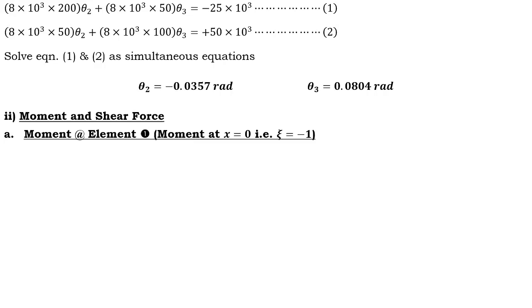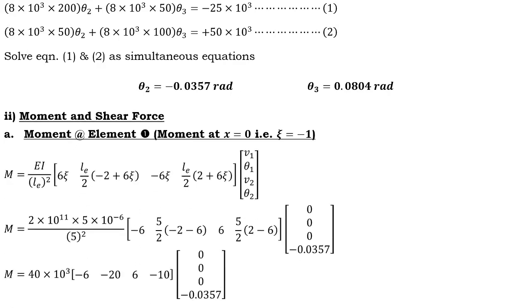Then in the second question, he has asked you to calculate the moment and the shear force. Let us calculate the moment first. When you are calculating the moment at element 1, let us start from the left hand side. When x is equal to 0, that is my zeta value is minus 1. So I know the moment equation. This is my moment equation. In this equation, wherever there is zeta, I need to substitute minus 1.